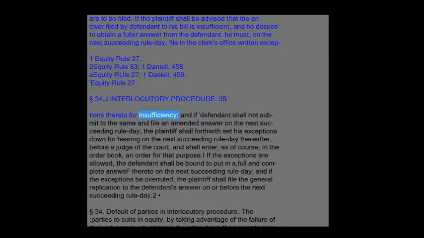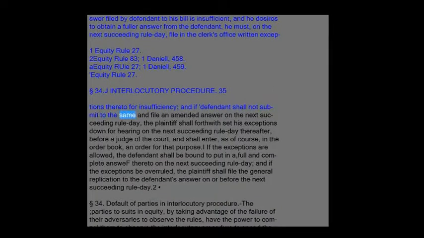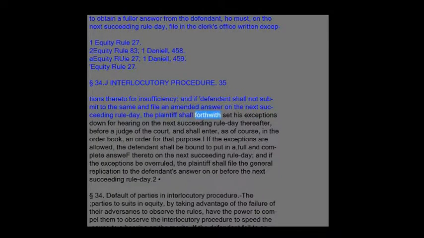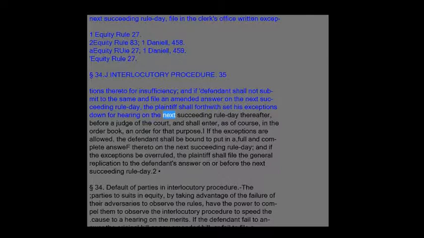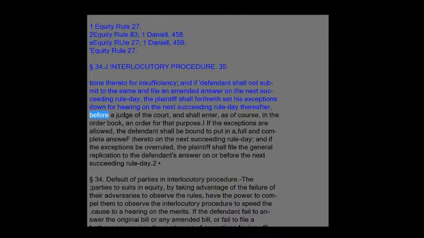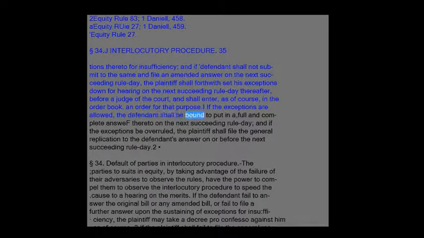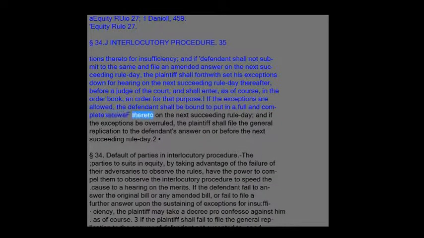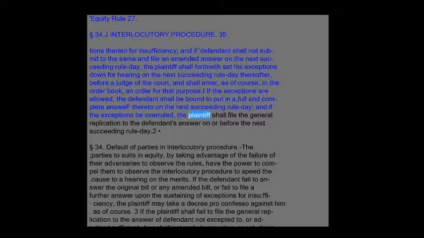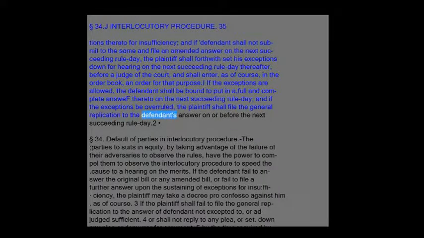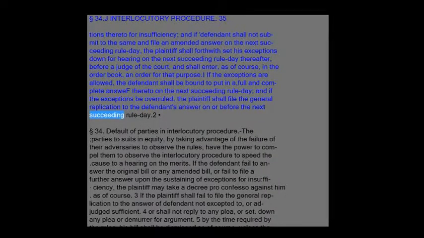thereto for insufficiency, and if defendant shall not submit to the same and file an amended answer on the next succeeding rule day, the plaintiff shall forthwith set his exceptions down for hearing on the next succeeding rule day thereafter, before a judge of the court, and shall enter, as of course, in the order book, an order for that purpose. If the exceptions are allowed, the defendant shall be bound to put in a full and complete answer thereto on the next succeeding rule day, and if the exceptions be overruled, the plaintiff shall file the general replication to the defendant's answer on or before the next succeeding rule day.